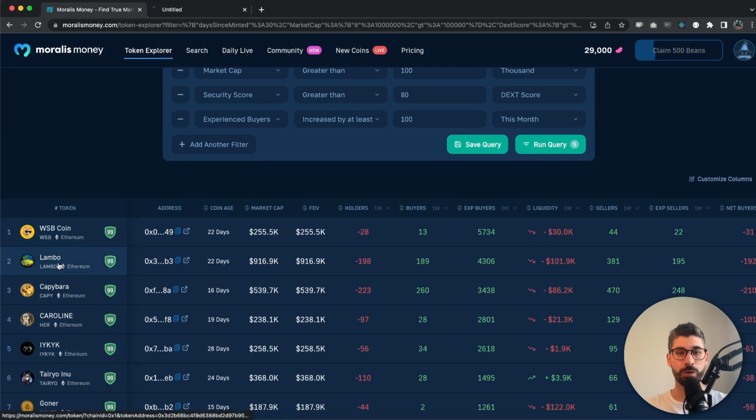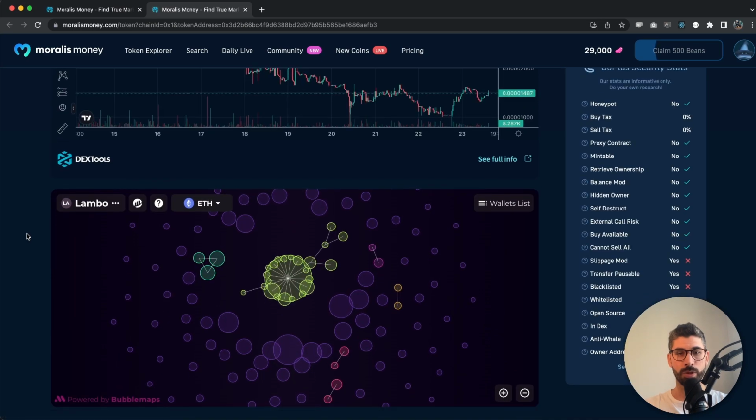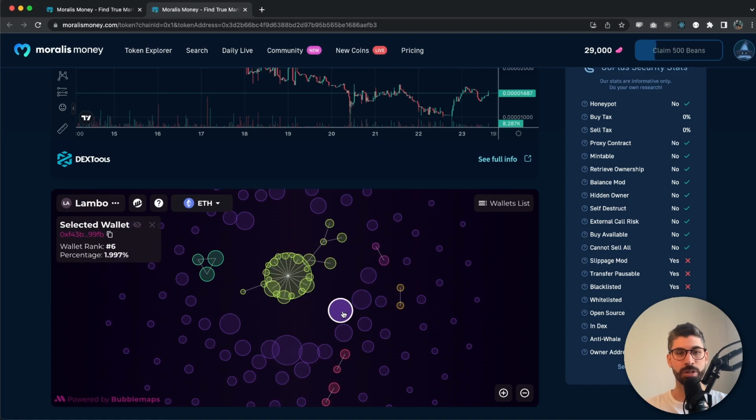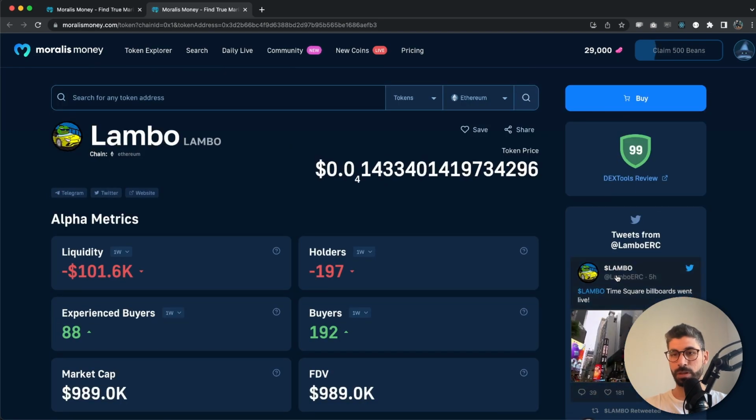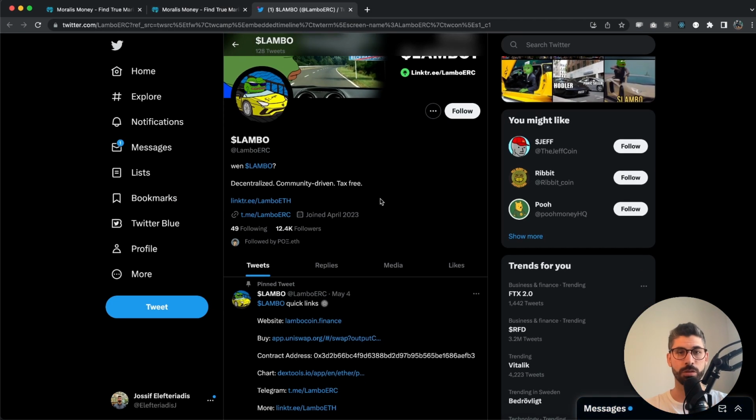We can check Lambo for example and do the same analysis right here. So we can see they have bigger bubbles, which is also a red flag for me. So in total 13%. We have this one with 3% and 1.9, almost 2%. They have Twitter. Let's see how many followers they have. 12.5k. So that's good in my opinion.